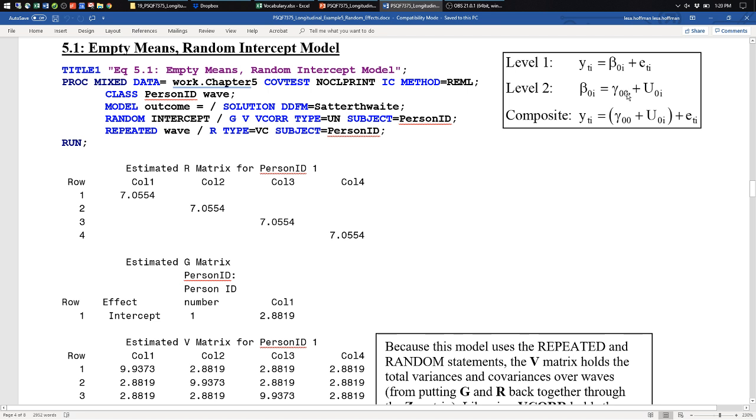Gamma 00 is my fixed intercept. In this case, that's the grand mean. It's the mean of the person means, more specifically. U0 is the random intercept. It's the deviation for person I. And if you fill in the beta 0 placeholder, you get to the composite equation here: fixed part, random part, plus time-specific residual.